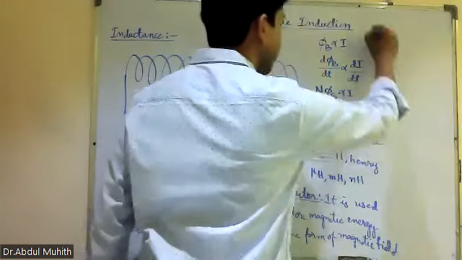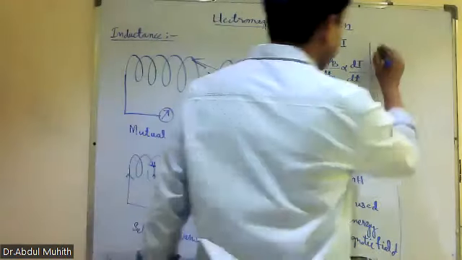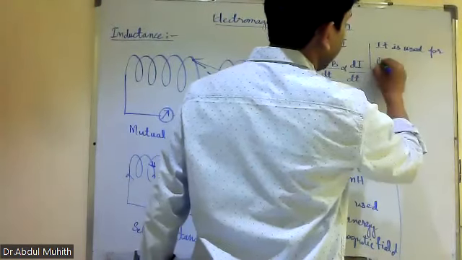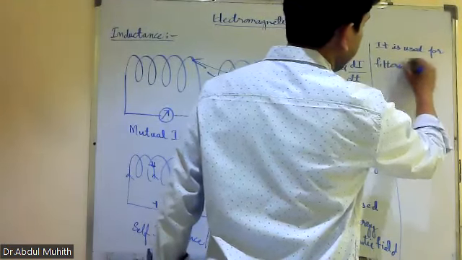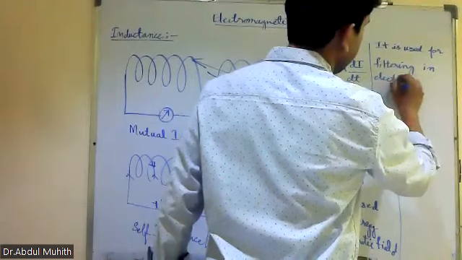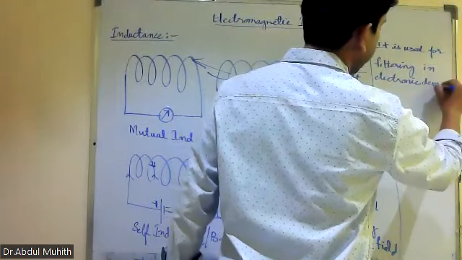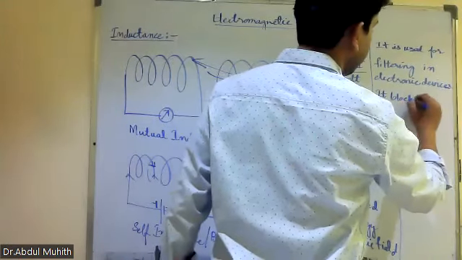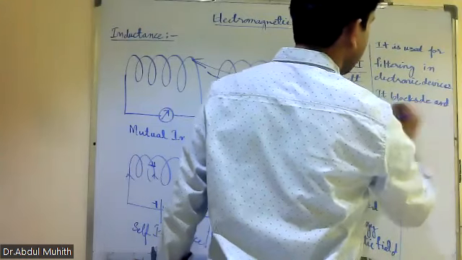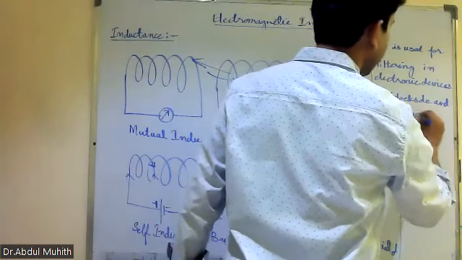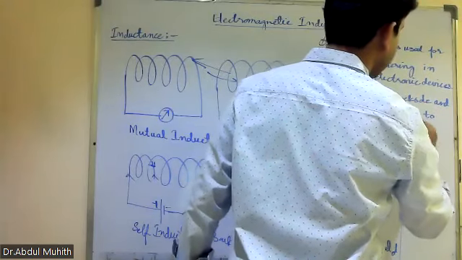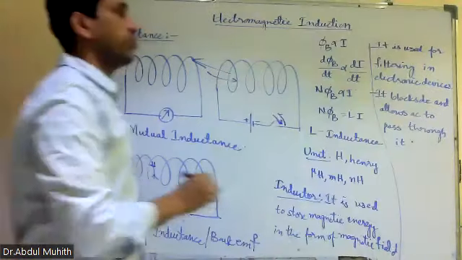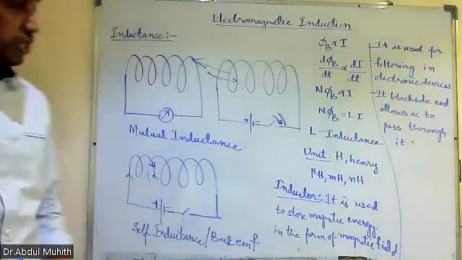There is one more function for this. It is used for filtering in electronic devices. What is a filtering device? It blocks DC and allows AC to pass through it. This is the second one. Clear? It is used for filtering in electronic devices. It blocks DC and allows AC to pass through it.